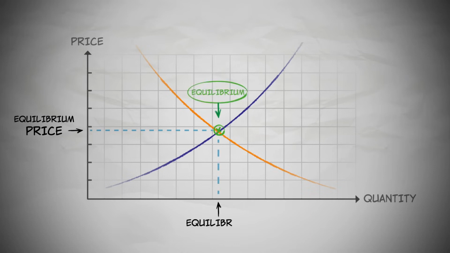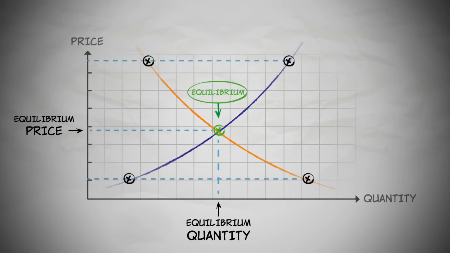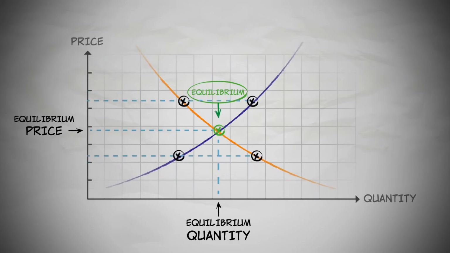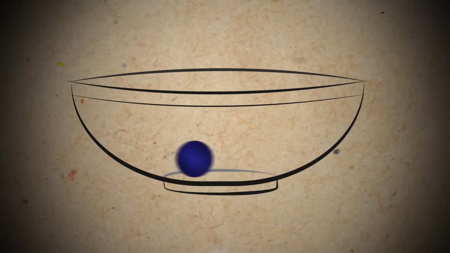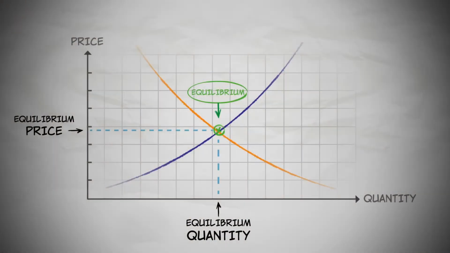And this is the equilibrium quantity. Why is this the equilibrium price? At any other price, forces are put into play that will push the price towards the equilibrium price. It's kind of like a ball in a bowl, where the ball always returns to one stable position. The equilibrium price is the only place where the price is stable.